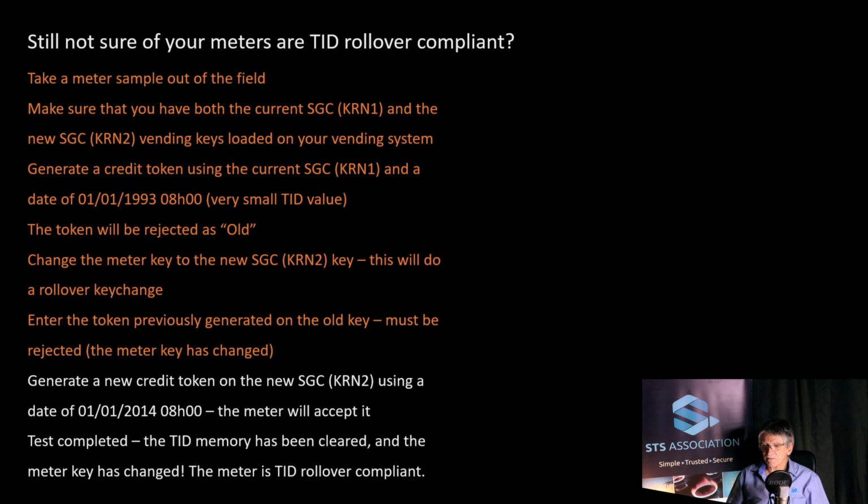Enter the token previously generated on the old key, and this will be rejected by the meter because the meter key has been changed. Now generate a new credit token on the new supply group code, which would be key revision 2, using a date of the 1st of the 1st 2014 at 8 o'clock. The meter will accept it. This completes the test. It shows that the TID memory has been cleared and the meter key has changed. The meter is therefore TID Rollover compliant.